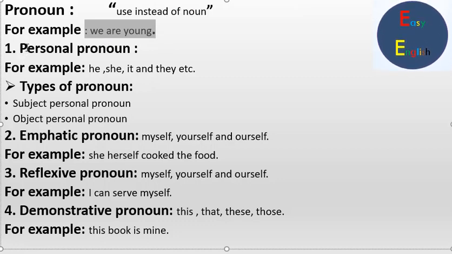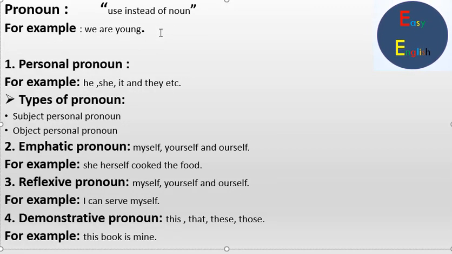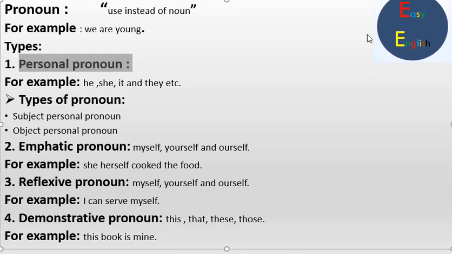There are different types of pronoun. First one is personal pronoun. What is meant by personal pronoun? A pronoun which refers to a particular person, group or a thing is known as a personal pronoun. For example, he, she, it, I, they, etc.